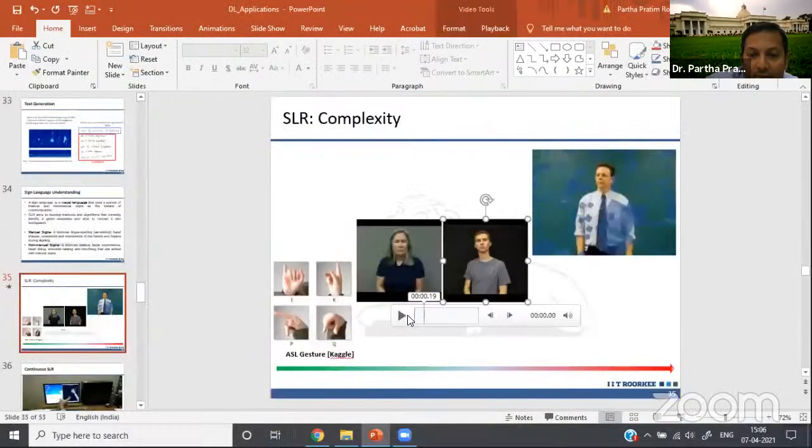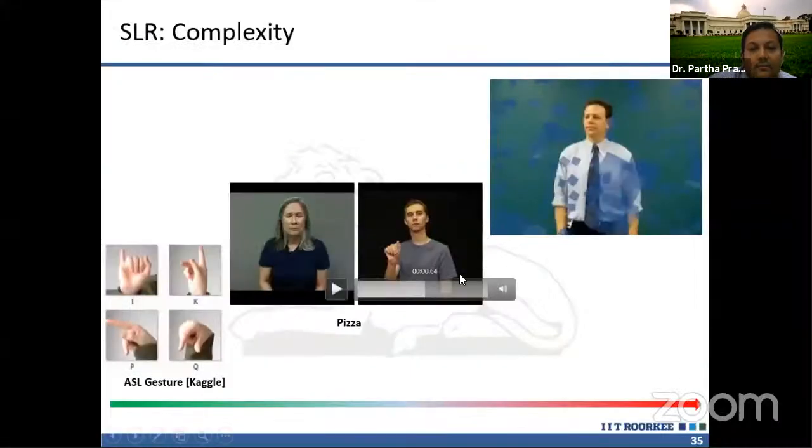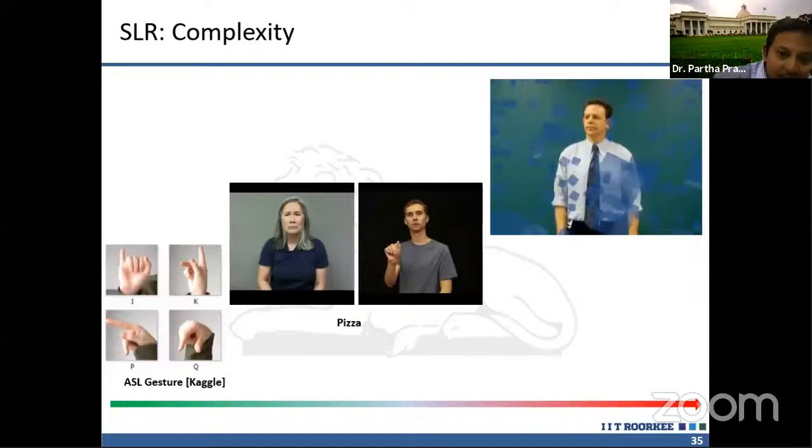where you see here, these are different videos, and both videos are actually for pizza. So even these are different sign language by many different people. And also there is a complexity that in different countries, the sign language is also different. We have American sign language, Indian sign language, Japanese sign language.